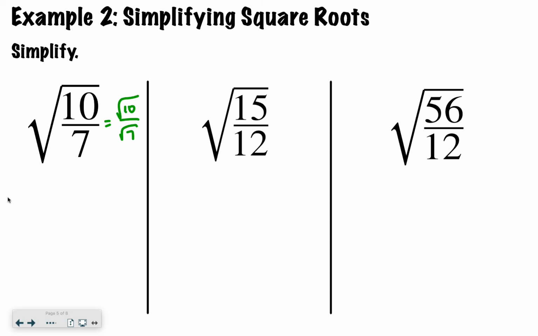Now, looking at this, the square root of 10, I could split that into the square root of 2 times the square root of 5 over the square root of 7, but none of these numbers match. So you might be thinking, hey, Ms. Johnson, we're done. It's just going to be the square root of 10 over 7, over the square root of 7. Yes and no. In order to be fully simplified, you actually cannot have any radicals in the denominator of a fraction, meaning there cannot be any square roots on the bottom of a fraction.